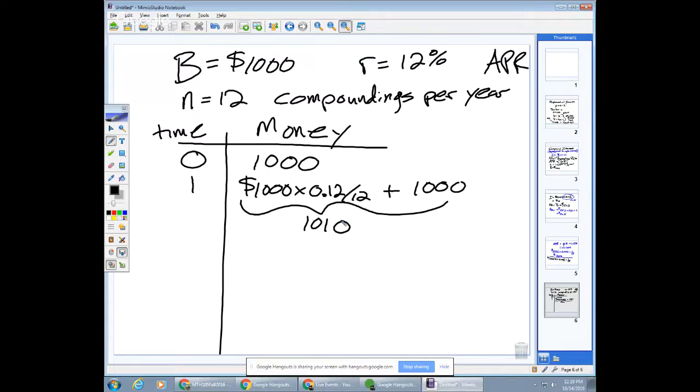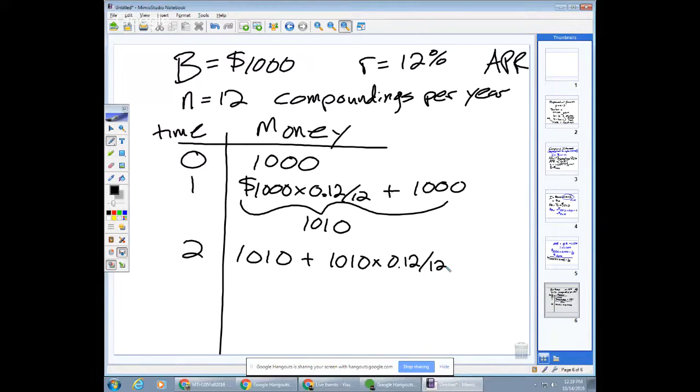Okay, so another month goes by. I'm in month 2 now. I had $1,010 in the month, and they owe me interest on that. How do I calculate the interest? Well, same way I did before. I take my $1,010 this time, which is my previous amount, times my rate, divided into 12 months. So I think that ends up an extra $10.10.